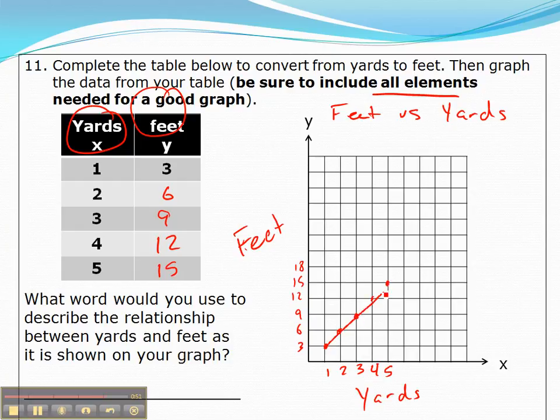If I connect these dots, you see that we have a straight line. So that shows that our graph is linear. The relationship between yards and feet is linear.